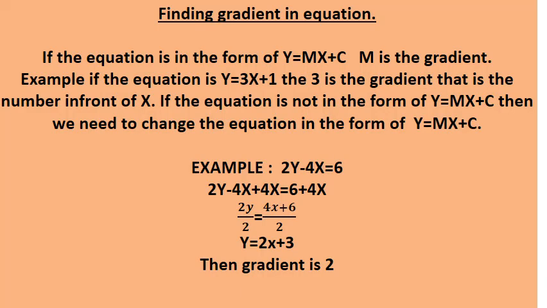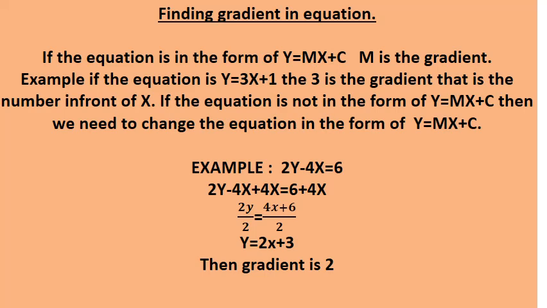Finding gradient in equation. If the equation is in the form of y equals mx plus c, m is the gradient. Example, if the equation is y equals 3x plus 1, then 3 is the gradient. That is the number in front of x. If the equation is not in the form of y equals mx plus c, then we need to change the equation to the form of y equals mx plus c.